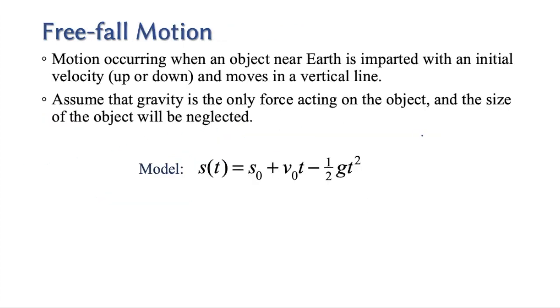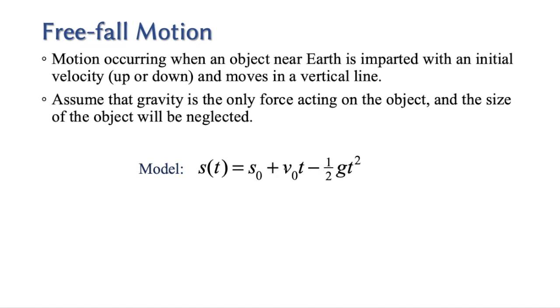The last area we want to look at is the concept of freefall motion. Here we'll be looking at motion that is happening on Earth, in which an object is simply thrown up or down with some initial velocity and moves along a vertical line. For simplicity, we're going to assume that gravity is the only force actually acting on the object, and we'll neglect the size of the object.